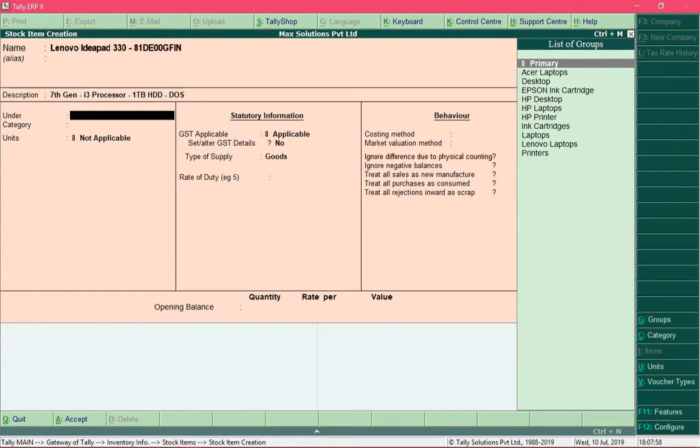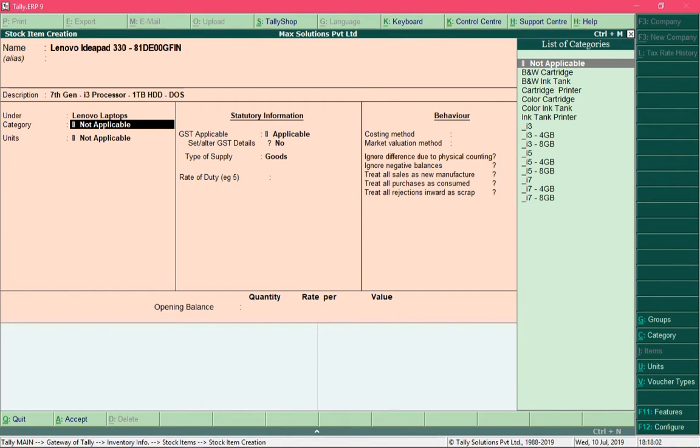In the field under, you need to specify the group for this product. So the appropriate group would be Lenovo laptops, and you can select the group from the list of groups present over here, or you can simply type the name of the group. So it is always better to select the subgroup whenever you need to specify the group of a product. So I will select the group as Lenovo laptops.